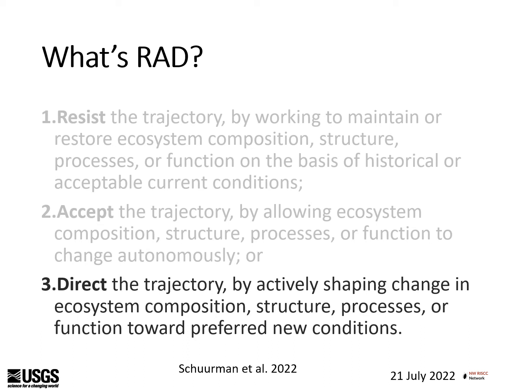The third letter in RAD is the D. That is direct. So this is management aimed at changing that trajectory, directing it by actively shaping where it's going in terms of outcomes for the ecosystem and trying to bring it into a new set of preferred conditions. It's not the way it was, it's not the way it is, but it's better than just letting it change without any intervention.